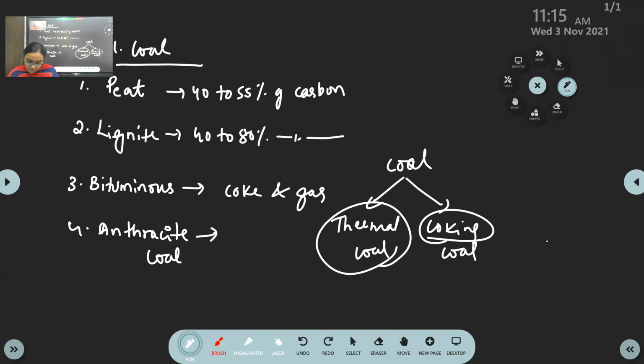First one, not enough high grade coking coal is available, and hence dependent on import.